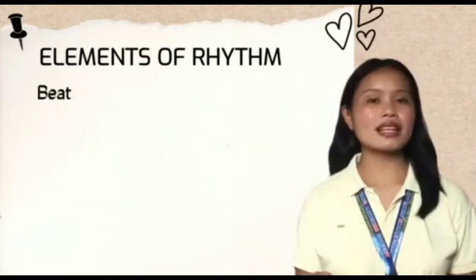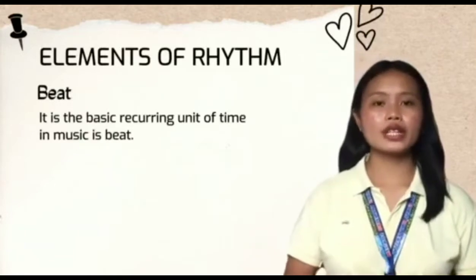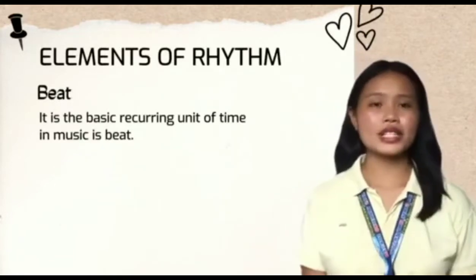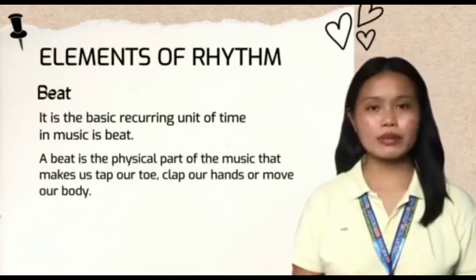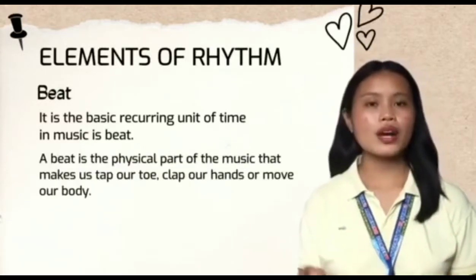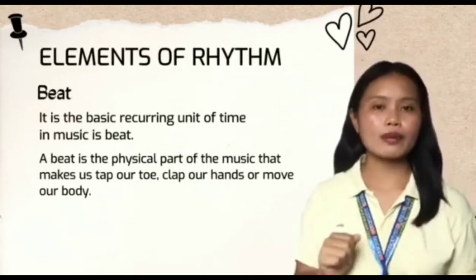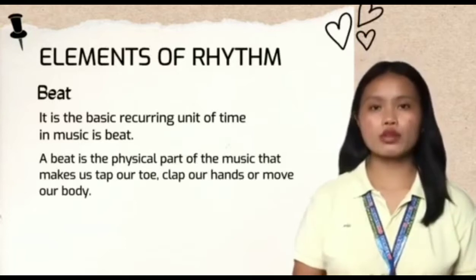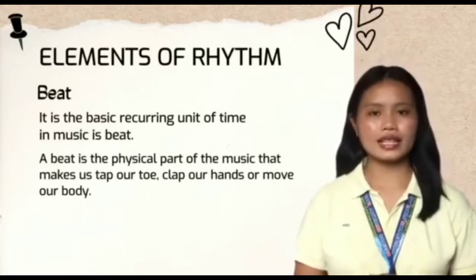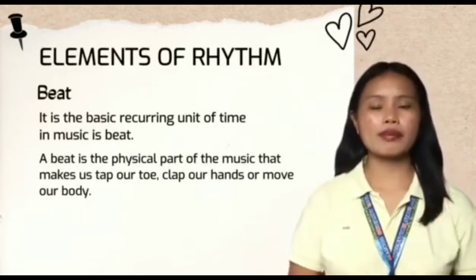And the next element is beat. It is the basic recurring unit of time in music. It is the essential part of structuring a song. A beat is the physical part of the music that makes us tap our toe, clap our hands, or move our body. Beats form the background against which a composer or musician plays notes of varying length. Expression is felt right away by rhythm.